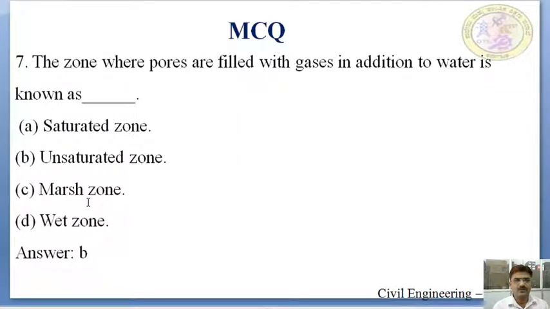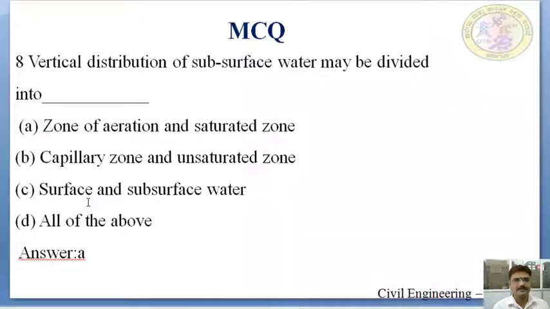Seventh: the zone where pores are filled with gases in addition to water is known as dash. Saturated zone, unsaturated zone, mark zone and wet zone. Here, the zone where the pores are filled with gases in addition to water, the answer is B, that is unsaturated zone. Eighth, vertical distribution of subsurface water may be divided into two types.